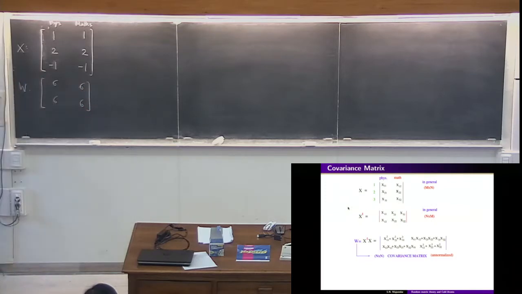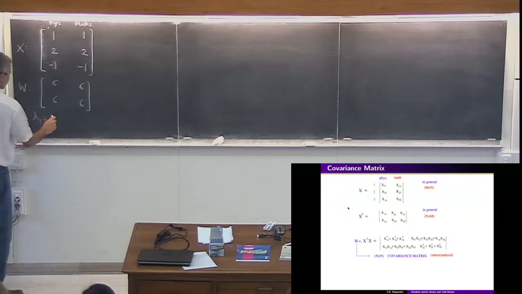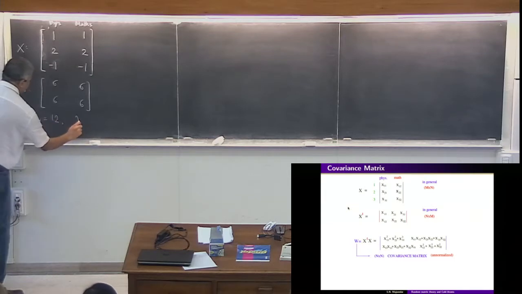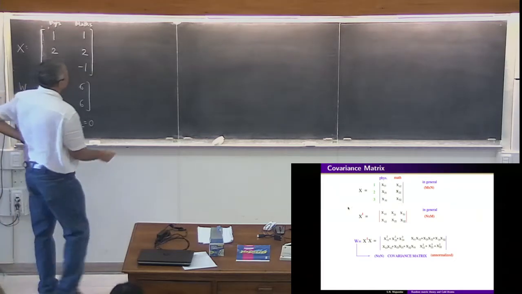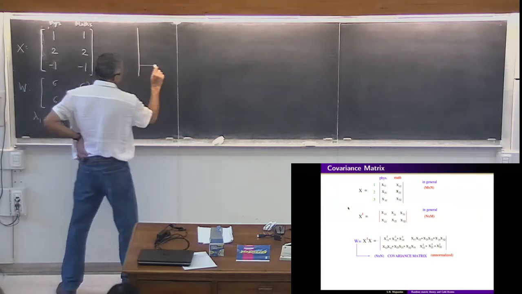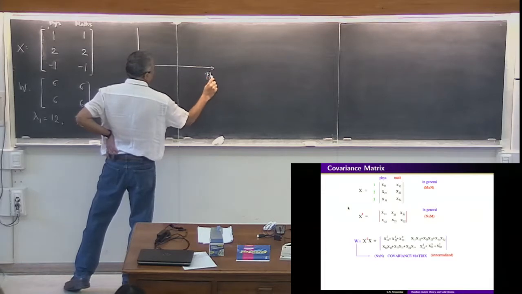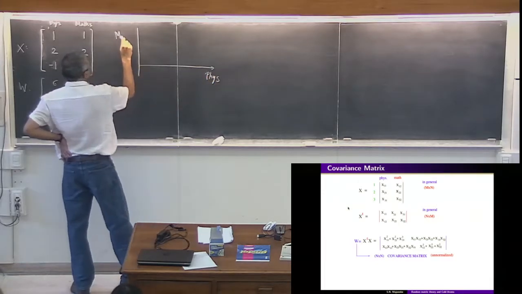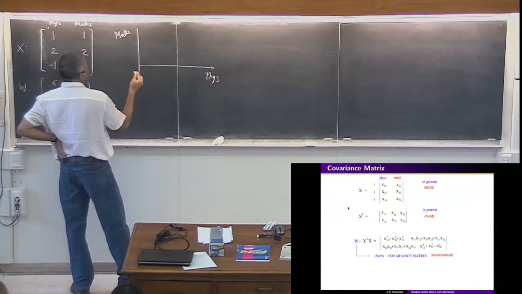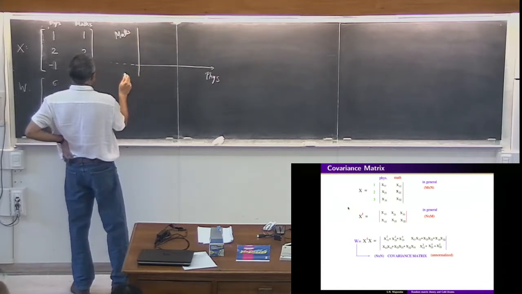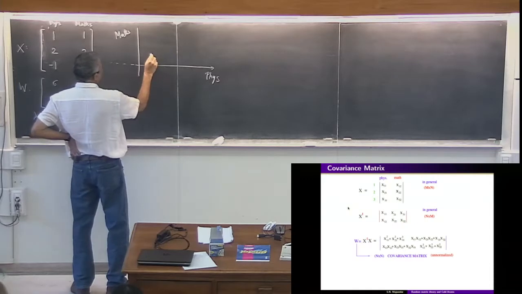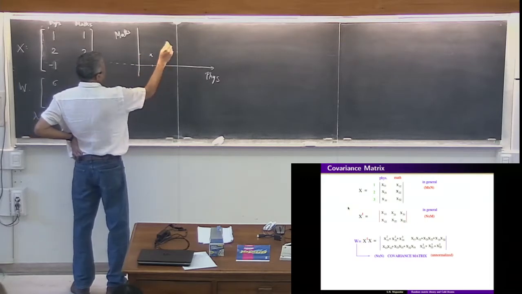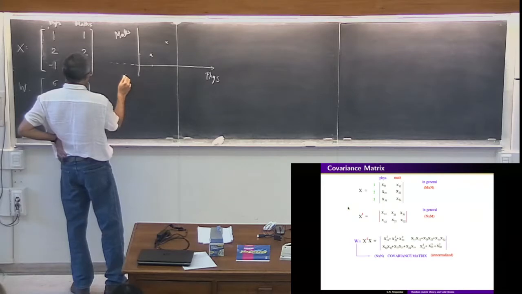Okay. So if we look at the eigenvalues, there are two eigenvalues clearly. There will be one eigenvalue which is 12, and the other eigenvalue which is 0. Okay. So this means that if you do a scatter plot, let's say this is the physics course, and this is the maths course. So you have 3 students. They are exactly at point 1 here, then point 2, and point -1.